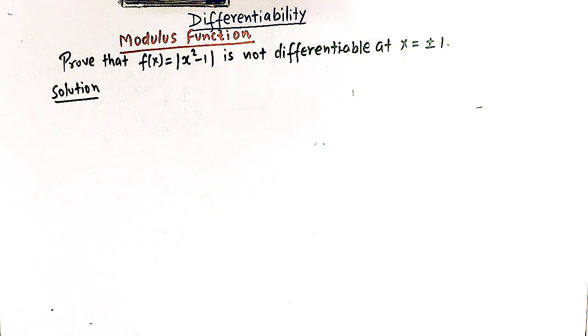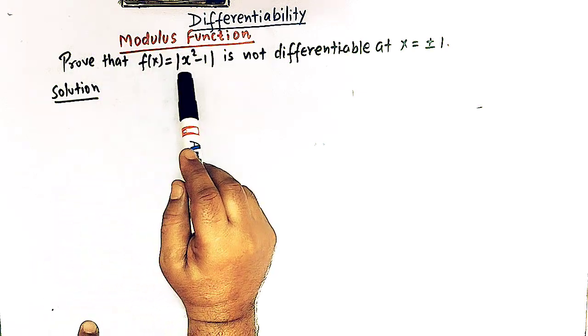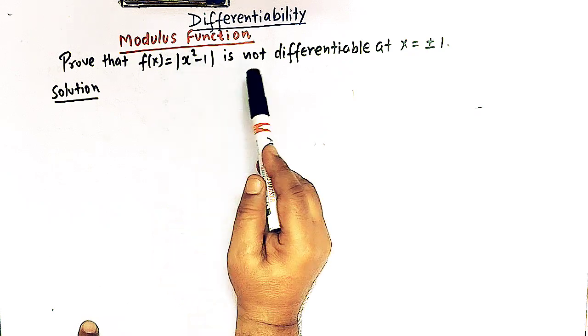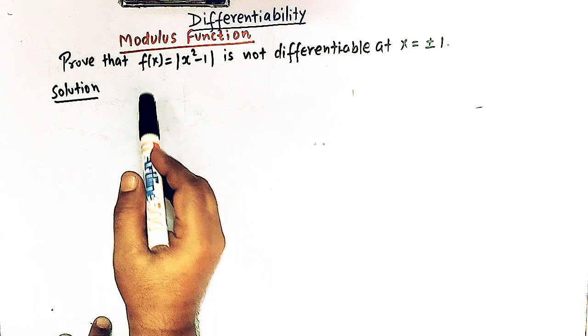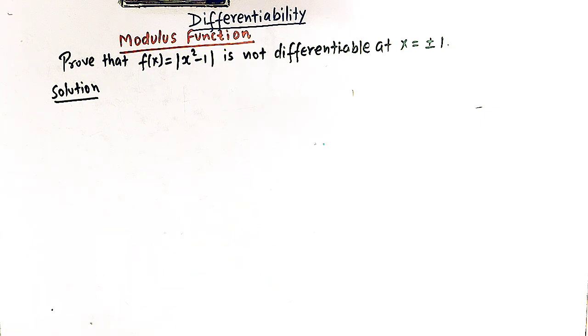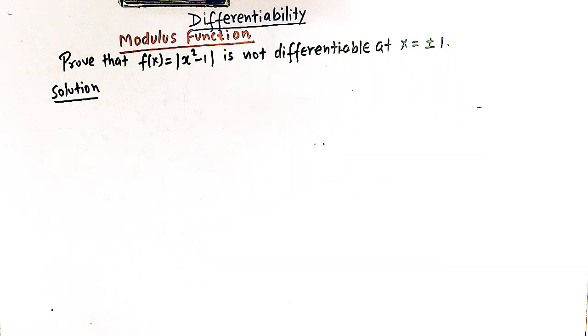Hello viewers, in today's session we are going to discuss an important and conceptual problem from differentiability of functions. Here we have to prove that the function f of x, that is mod of x square minus 1, is not differentiable at x is equal to plus minus 1, right? We have already discussed an important problem regarding this function in our earlier video, but here we are going to prove the non-differentiability of this function at these two points, right?